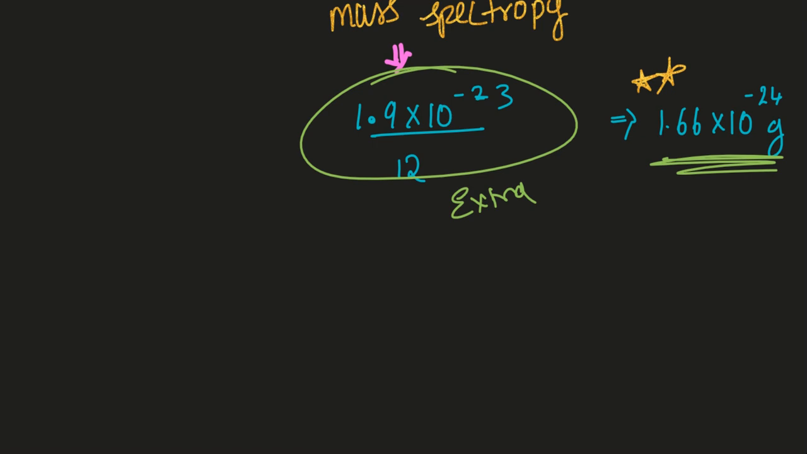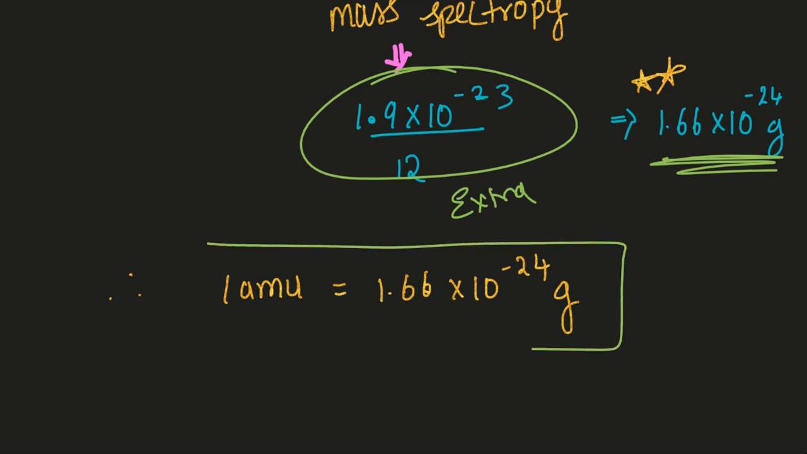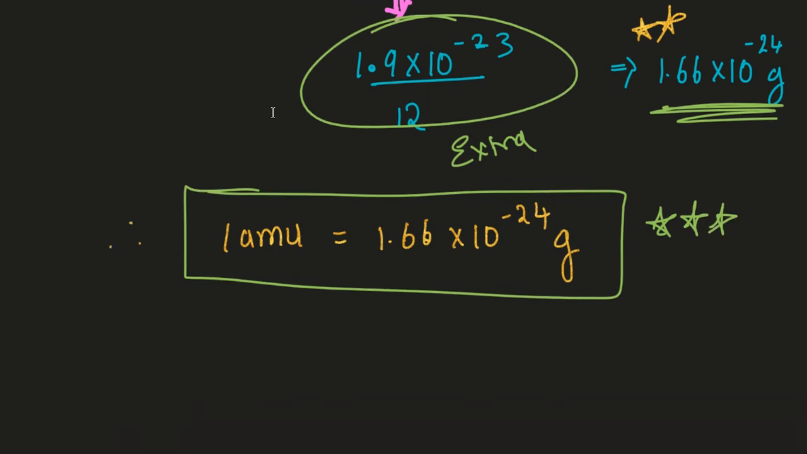So therefore, finally, what we can say is that 1 AMU value is 1.66 into 10 to the power minus 24 grams. This is very, very important. In many numericals, we are going to use this value. Let us go with the next one now.